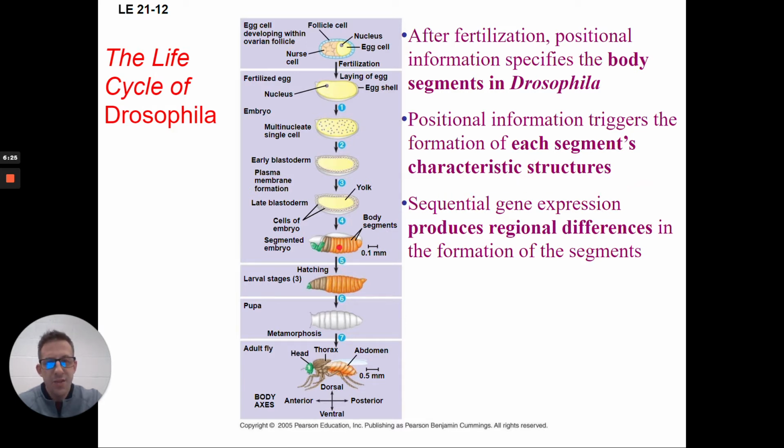Okay, and so this area that's colored orange in the larvae is ultimately going to become the abdomen. It's going to create structures inside of those particular segments that would be found in the abdomen, maybe the intestinal tract or the anus or things of that nature.